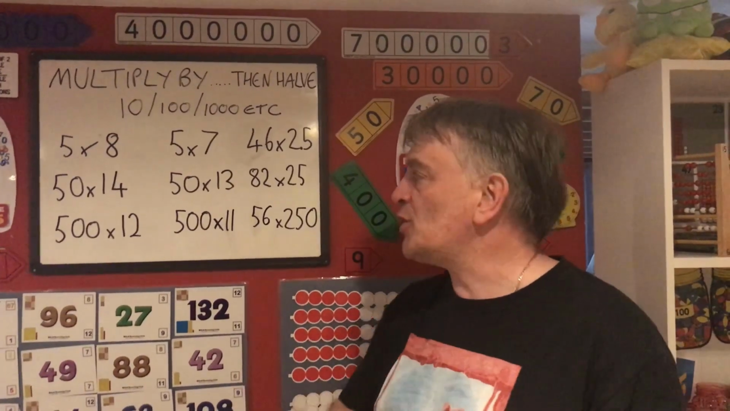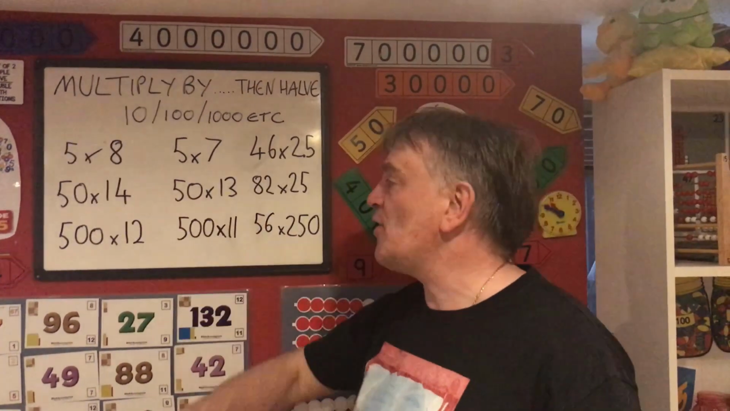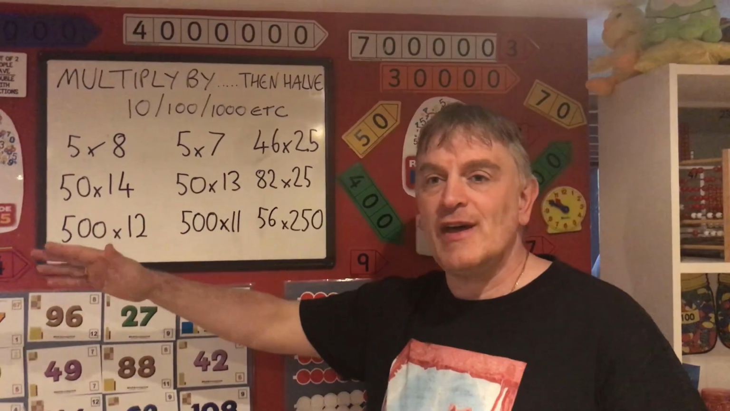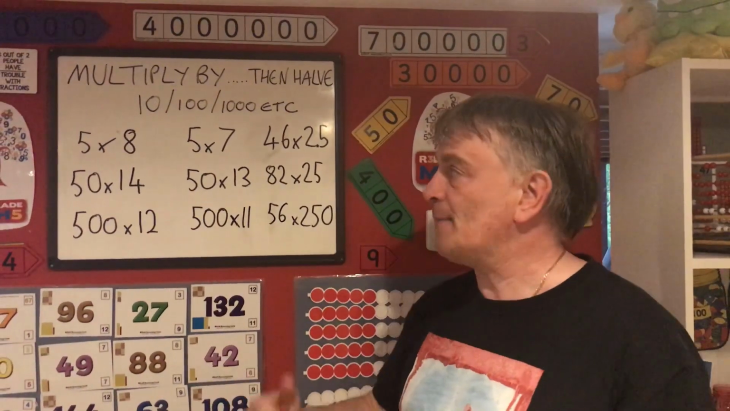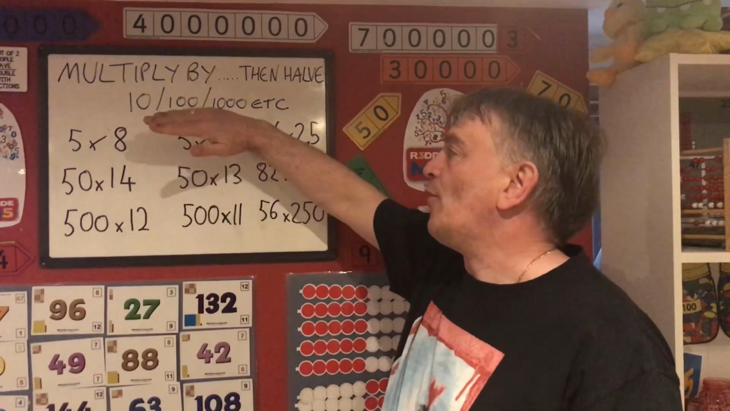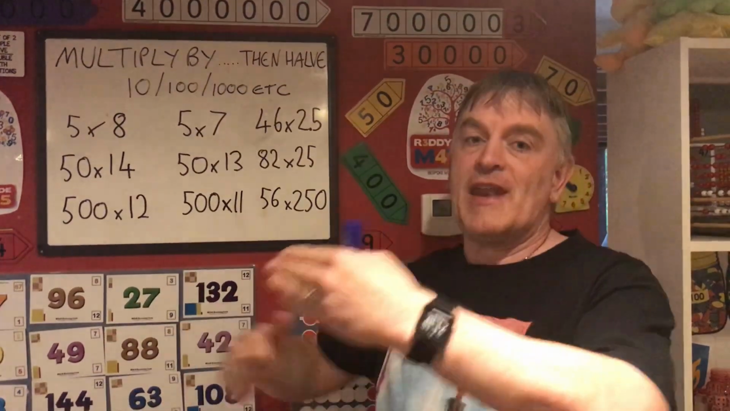It only works with certain numbers, does this strategy, but it's certainly worth looking out for, because sometimes you'll see a calculation where you need to multiply by, let's say, 5 or 50 or 500, and straight away there's an easier way of doing it. We can multiply by 10 or 100 or 1,000 and then halve.